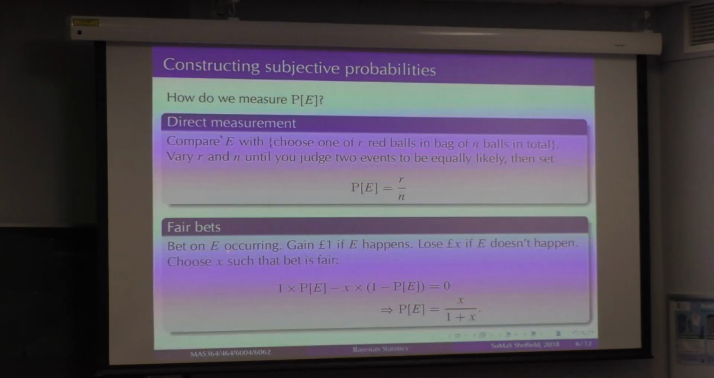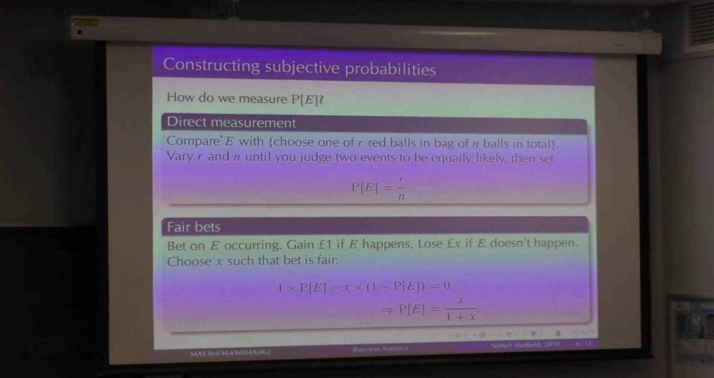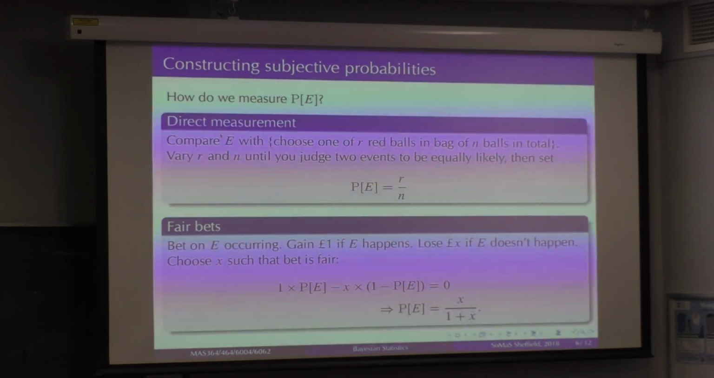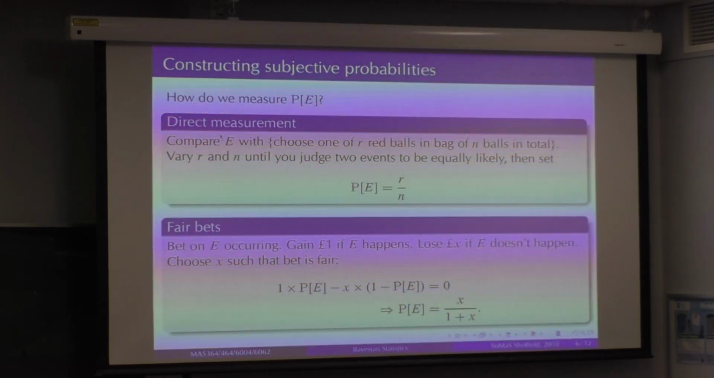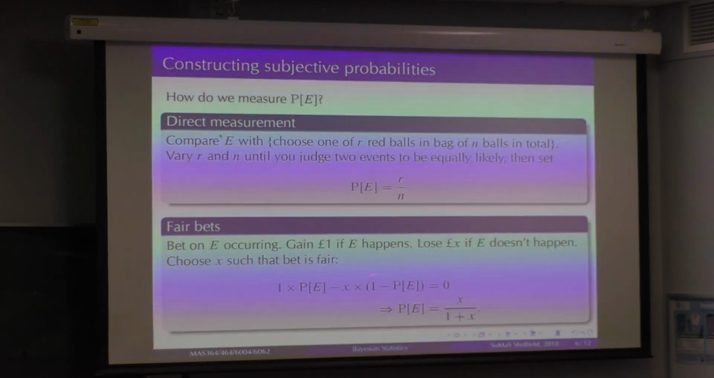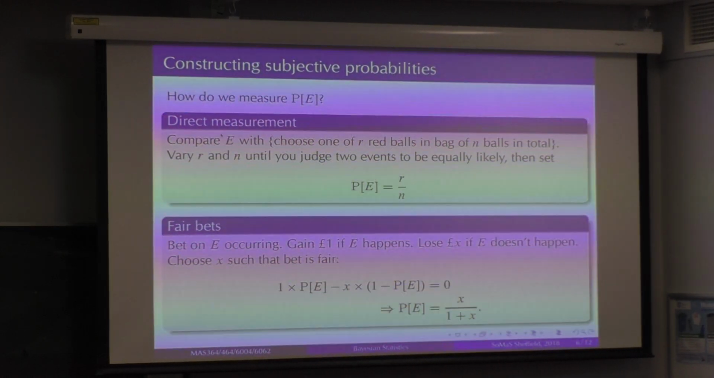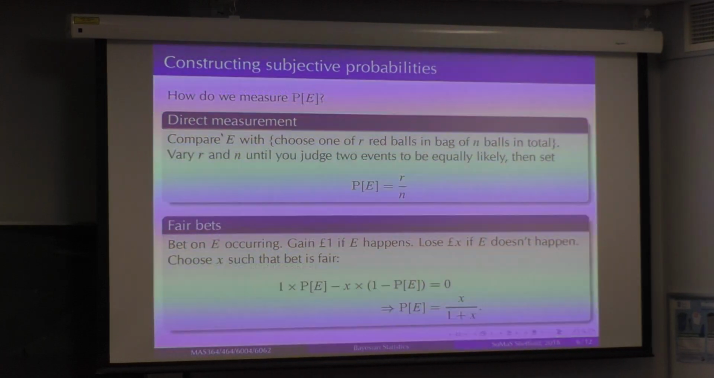So we can bet on E happening. Again, think about the probability of Trump being reelected. So the bet is you gain £1 if it happens, and you lose X pounds if it doesn't happen. You choose X, what you're willing to lose, in such a way that your expected earnings are 0. And that's what we call a fair bet, okay?